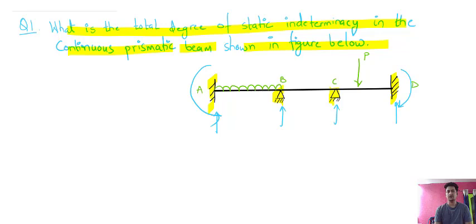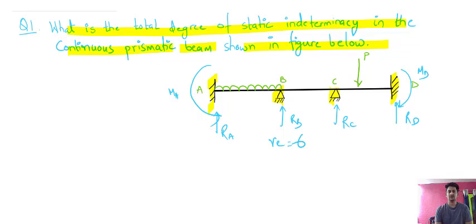If it was a case of general loading, when this loading was not given, then we would need to consider three reactions at each support. Now in this case the vertical loading has been given, so we need to remove the horizontal reactions. So the external reactions are Ra, Ma, Rb, Rc, Rd, and Md. The number of reactions is 1, 2, 3, 4, 5, 6. The number of external reactions is 6.